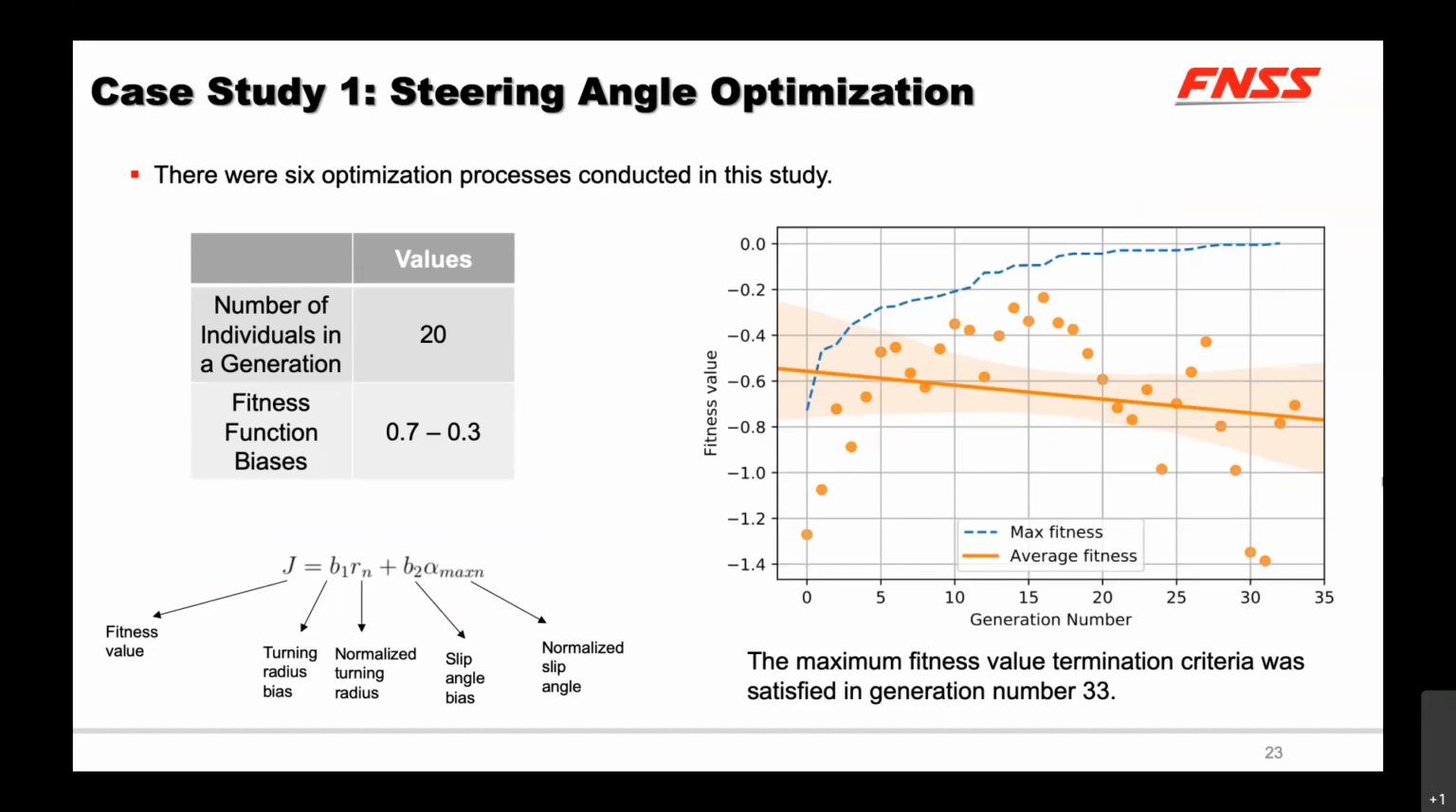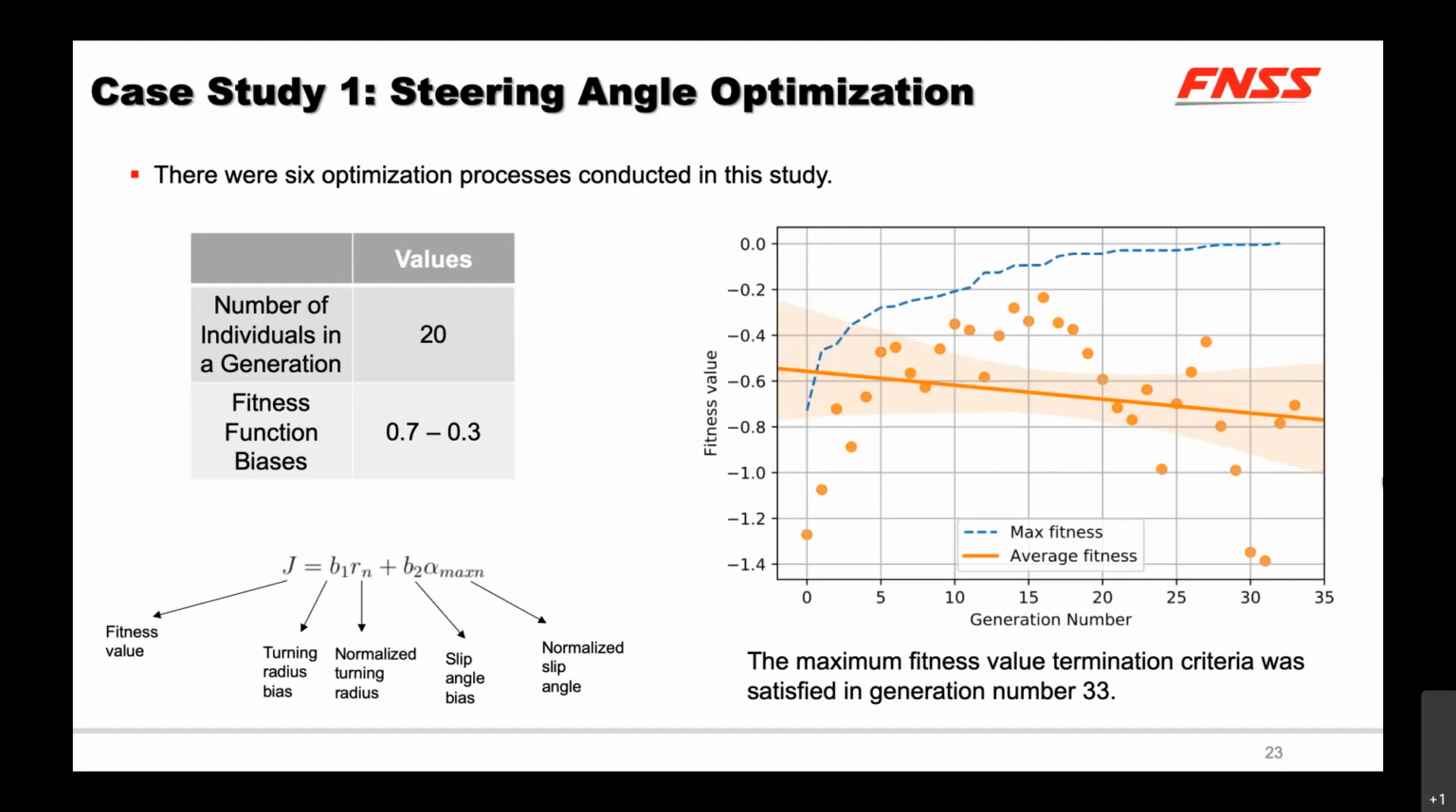The orange dots indicate the average fitness values for each generation, and the blue line indicates the fittest individual in each generation. As you can see here, the orange line indicates the trend of our average fitness value. This line indicates that our average fitness values are actually diverging from the solution, while our maximum fitness finds the solution that we are looking for.